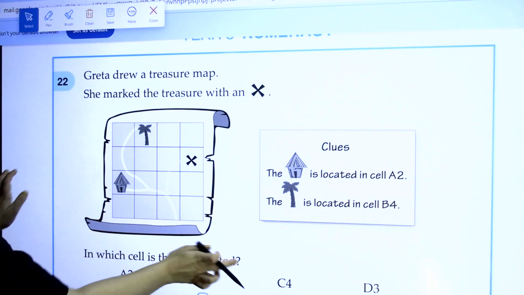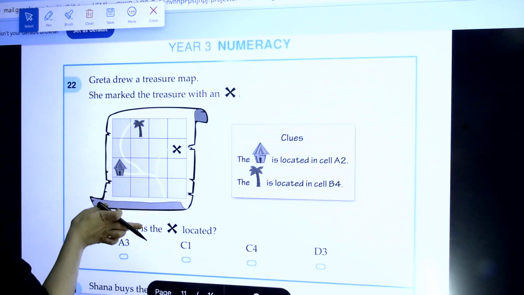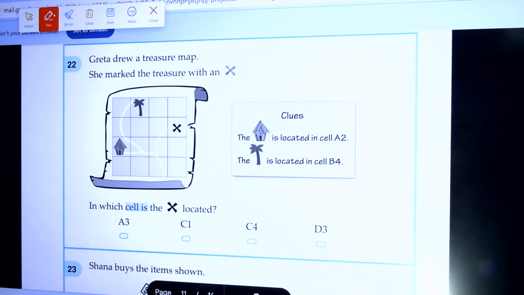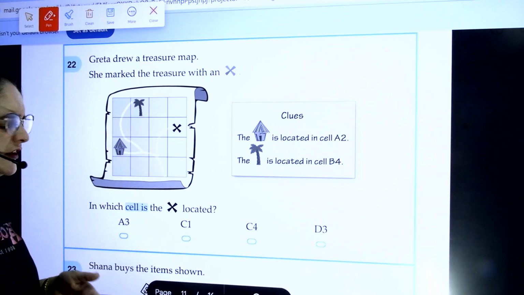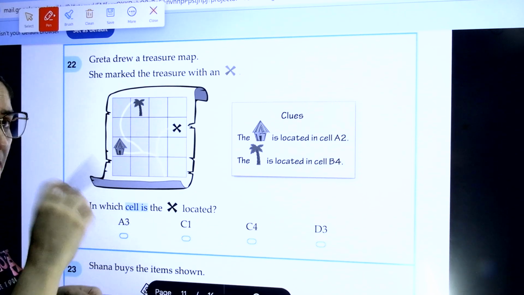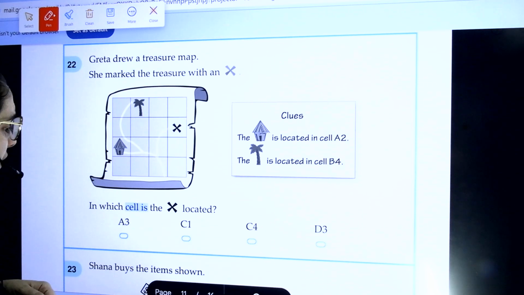Question 22. This one is a great question, in that we generally use letters and numbers, like on a chessboard, where you also have letters and then numbers, and then you locate cells.